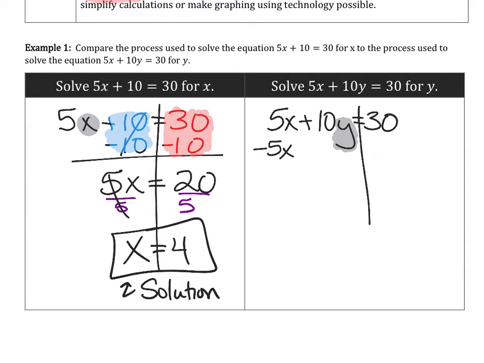But look at this particularly right here. I'm going to do minus 5x. Why do you think I moved it to the side there? Why did I not just put it right underneath 30? They're not like terms. This has a variable. Does that one? No. We can't combine them if they don't have like terms.